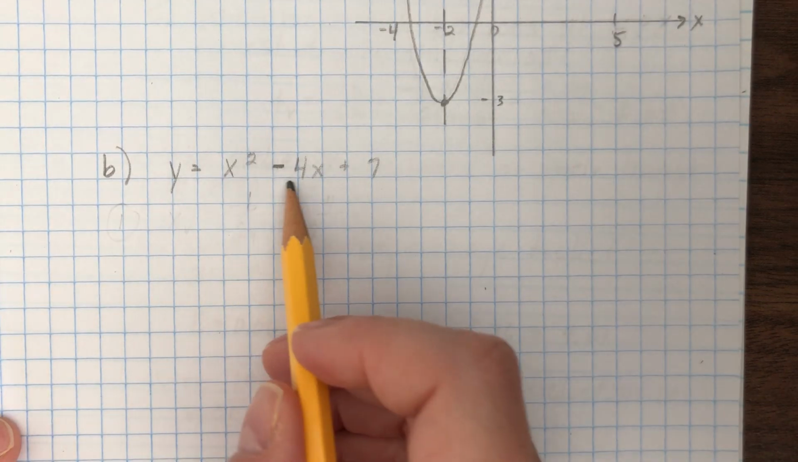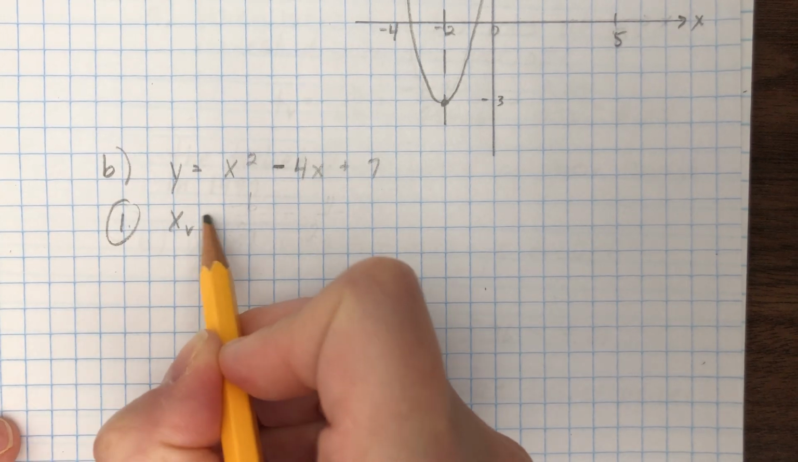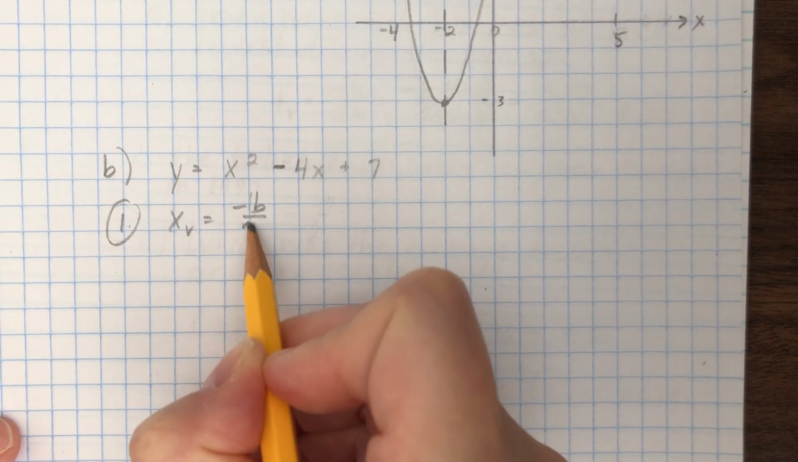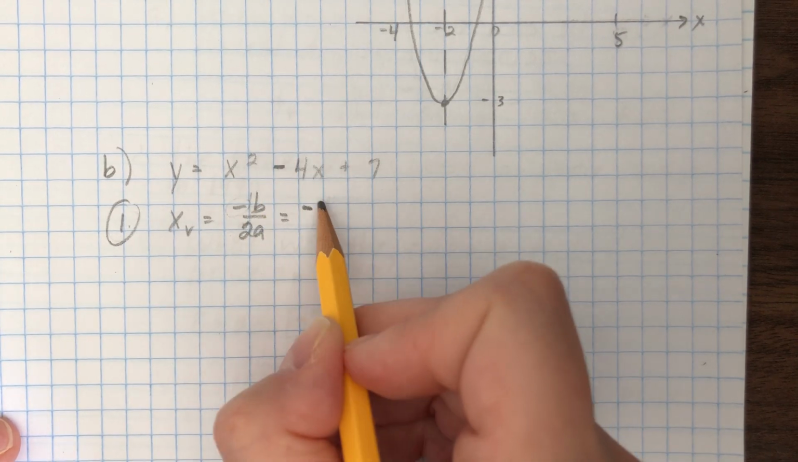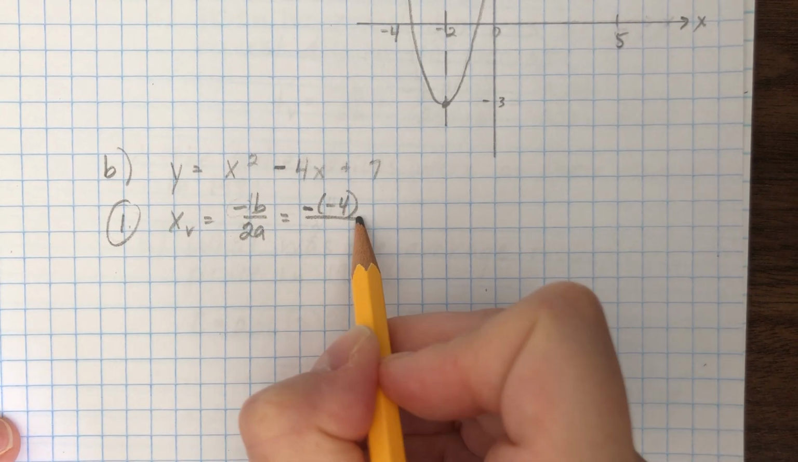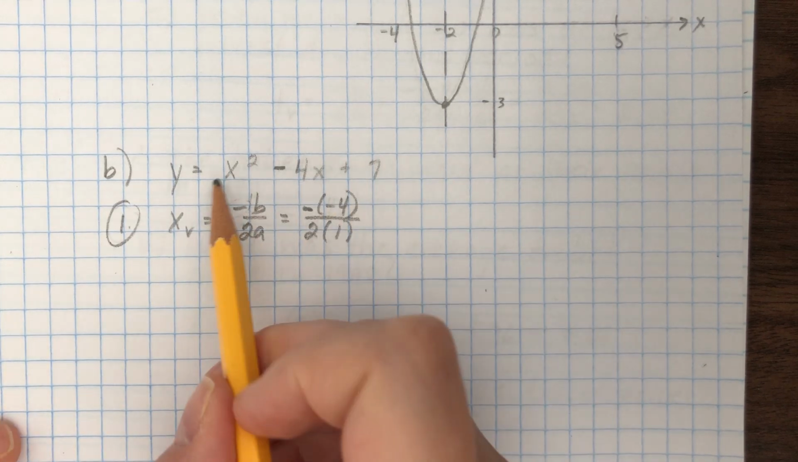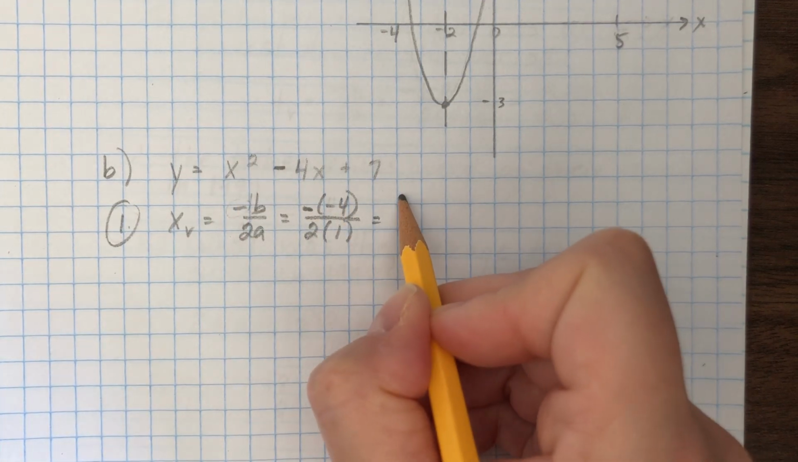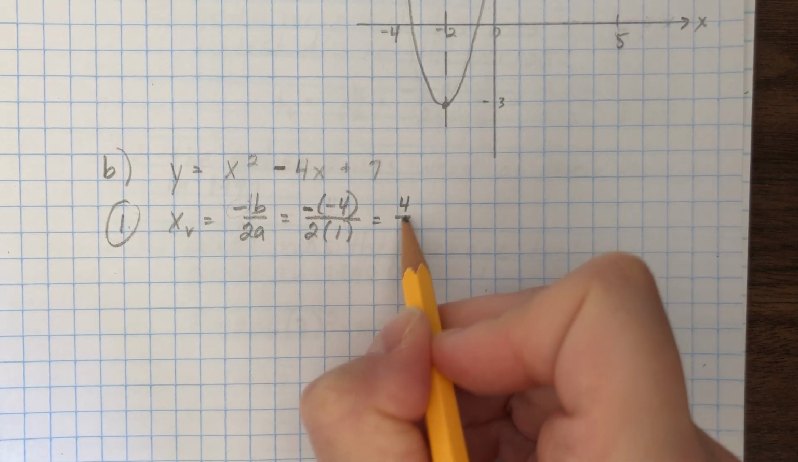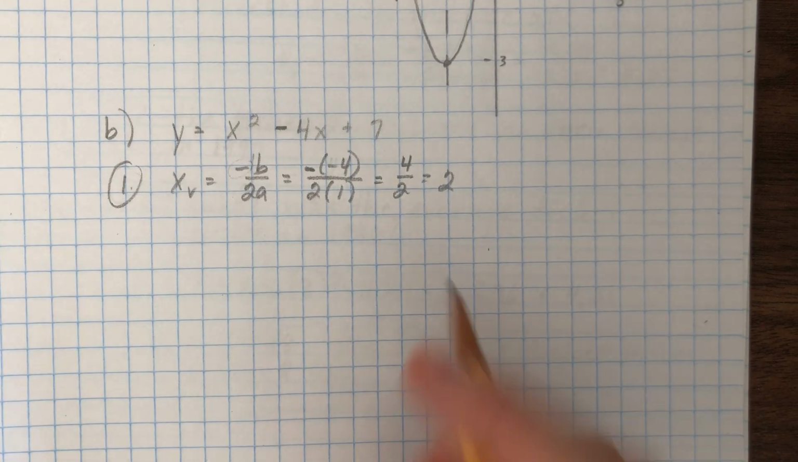We have y is equal to x squared minus 4x plus 7. First step is to find the x-coordinate of the vertex. Again, we're using the formula negative b over 2a. We have the negative, that's part of the formula. B is negative 4. In the denominator, we have 2 times 1, because 1 is the implied coefficient of x squared. And that means we end up with 4 over 2, or an x-coordinate of the vertex as 2.